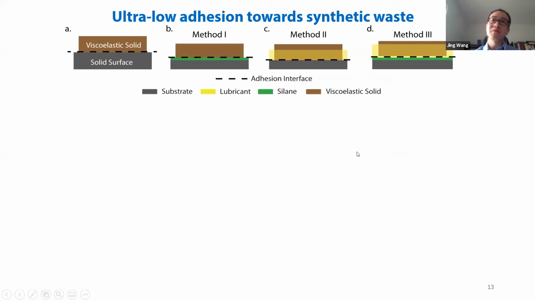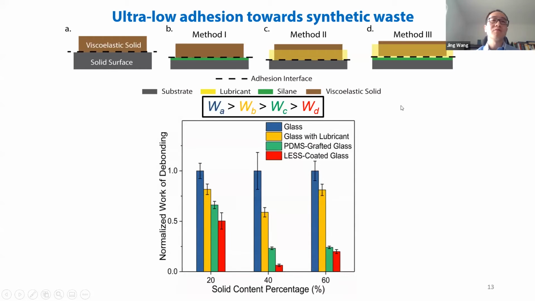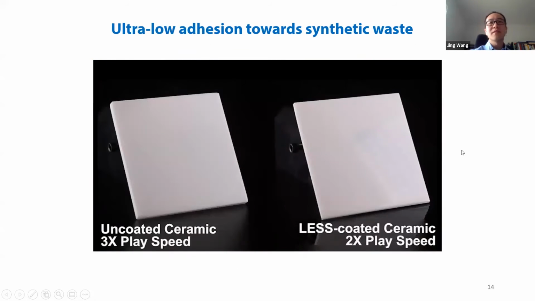And then we can use this system to test whether it is valid, theoretically or experimentally. So theoretically, we calculate the work of adhesion and find out that method 3 has the lowest work of adhesion. We also measure the work of debonding, normalized with the untreated glass, and find out that the LESS coating, which is the third method, really has the lowest work of debonding.